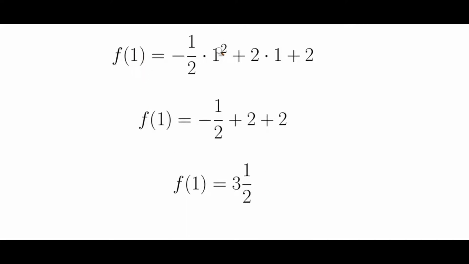So instead of x, each time there was an x, I put in the value of 1. And then I just cleaned it up a little bit, right? So -1/2 times 1, that's just -1/2. 2 times 1, that's just 2. And then 2 plus 2 is 4, plus a -1/2 is going to give us 3.5.